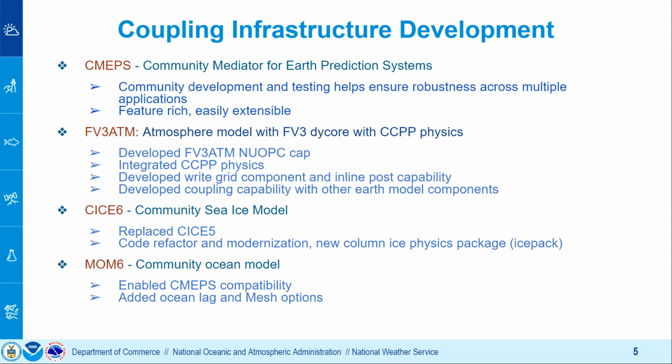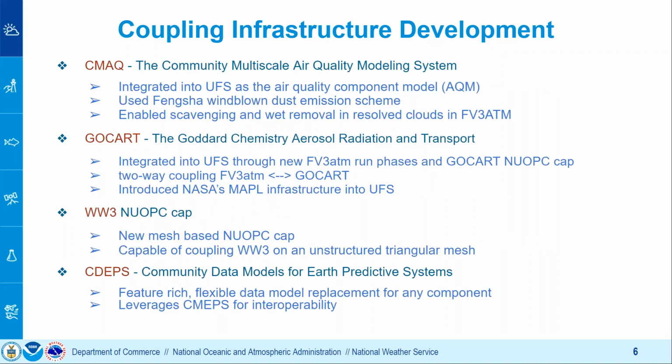For the FV3 ATM, a lot of effort has been put into developing the atmosphere model. Some major updates here: we developed a completely new FV3 atmosphere UFS cap and CCPP physics, and asynchronous I/O and coupling capability. Then we updated to CICE6 as the community sea ice model and use MOM6, the community ocean model, too. I will talk about the component achievements separately. So this is a summary of that.